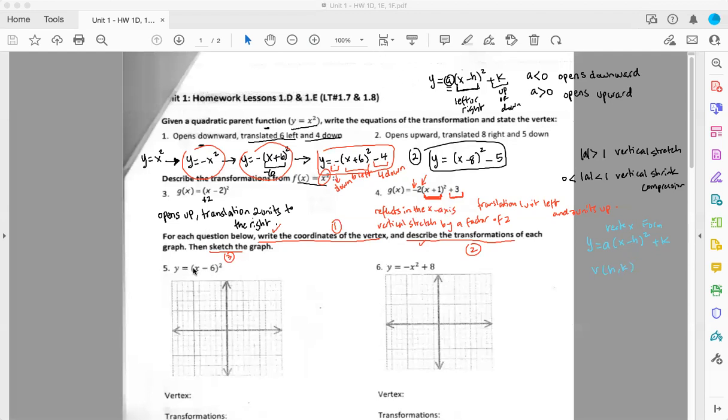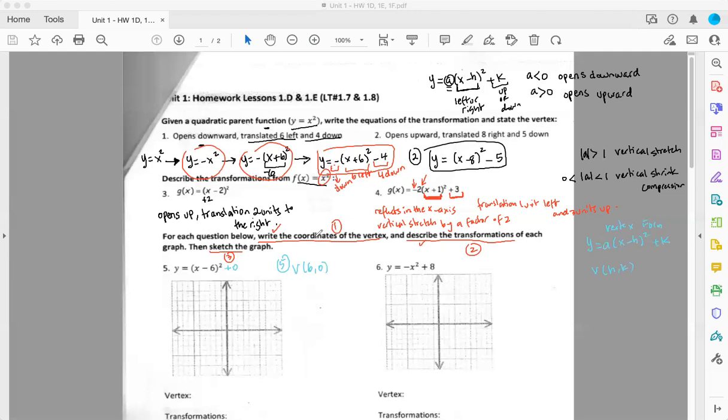Here, this is like saying (x − 6)² + 0. There's no k. Or in fact, I shouldn't say there's no k, k is 0. So what is the vertex? For number 5, the vertex is (6, 0). That's the first part. These are the coordinates of the vertex.